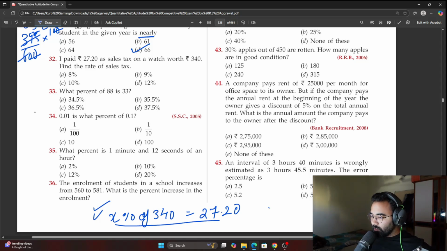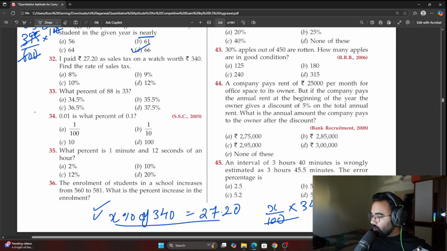So X% can be written as X upon 100. Of can be multiplication. 340 is equal to 27.20. Now this has just turned itself into a linear equation in one variable. Very simple one. This should not give you too much trouble. I'll just put these two zeros over here. I'll cut these zeros. Don't go for directly eliminating and cutting. You can follow proper procedures, because since I've been doing this a long time, I can take certain liberties in calculations, but you must not do that.